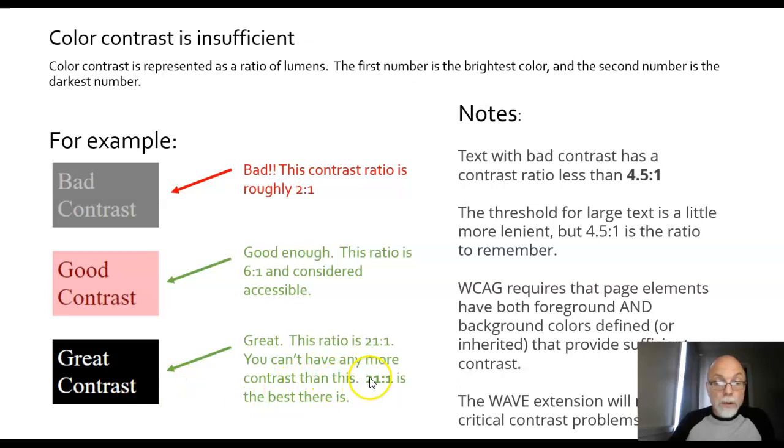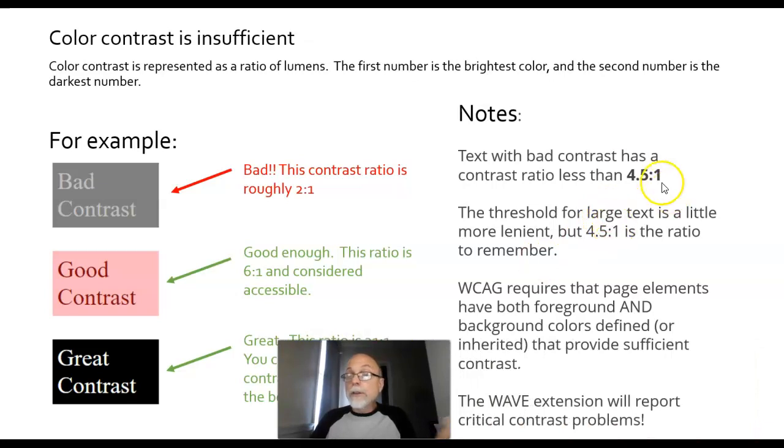This is 21 to 1. That is to say that I've put the background color at its darkest possible setting and the foreground color at its brightest possible setting, or the other way around, right? If I had black text on a white background, I would have the same 21 to 1 ratio. This is as good as it gets.